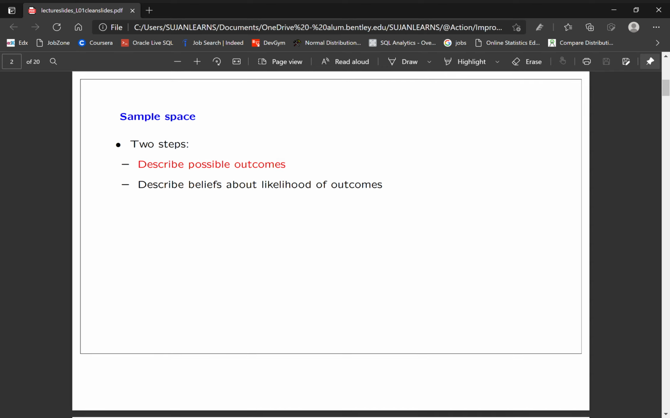So let's talk about sample space. As we said earlier, to create a model, two steps are required: describing all the possible outcomes and describing belief about the likelihood of the outcomes. Describing possible outcomes means what are the possible outcomes of our experiment or phenomenon. And describing belief about likelihood means we are trying to describe our beliefs about the likelihood of different possible outcomes by specifying a probability law.